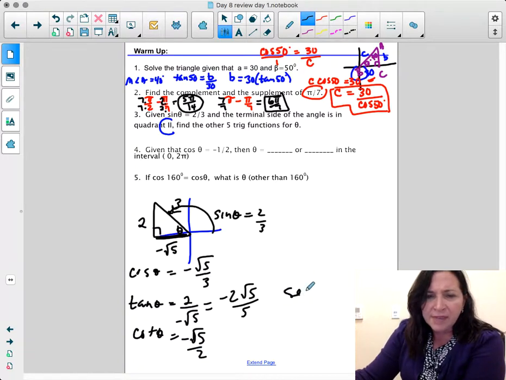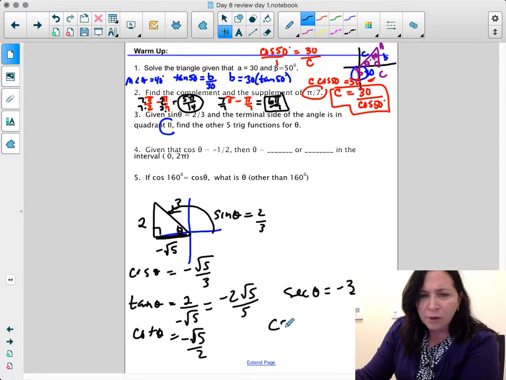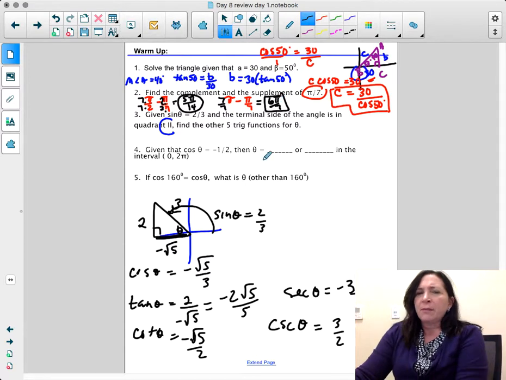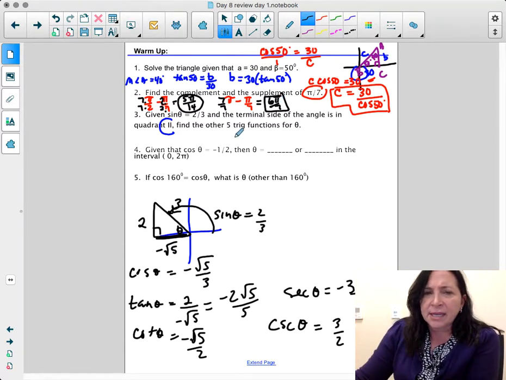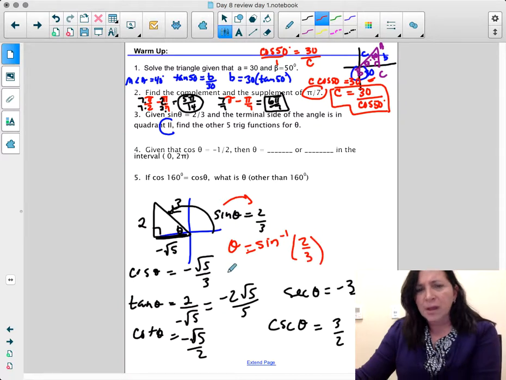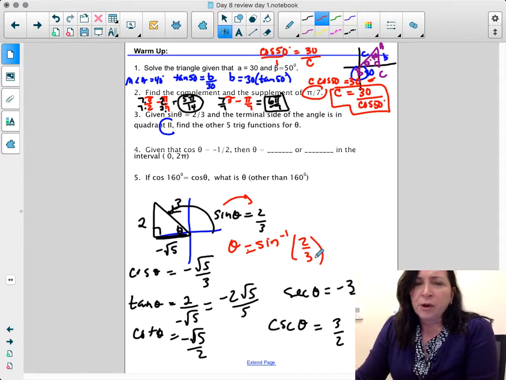Then we're going to have secant of theta. Secant is the reciprocal of cosine, so that's going to equal negative 3 root 5 over 5. And lastly, we're going to have cosecant of theta, which is the reciprocal of sine, which is 3/2. Now, the only other thing that I might ask you on the test is basically what's theta? And so you ought to know how to find that. So to find theta, you're going to move this over to the other side. That becomes arc sine of 2/3. Okay, and so without a calculator, that's as far as you're going to get.